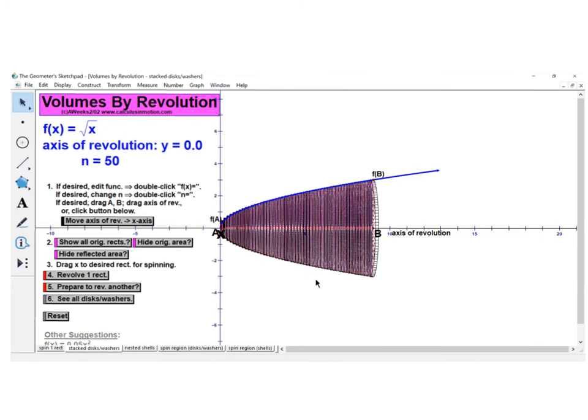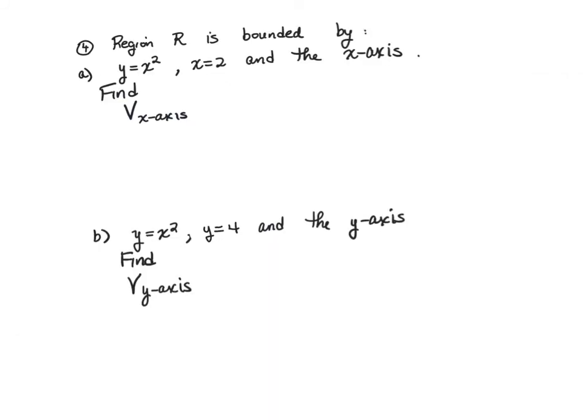So as the number of rectangles increases without bound, our volume of the solid of revolution is coming closer and closer to the actual answer.